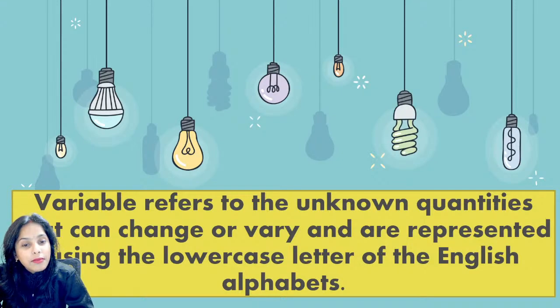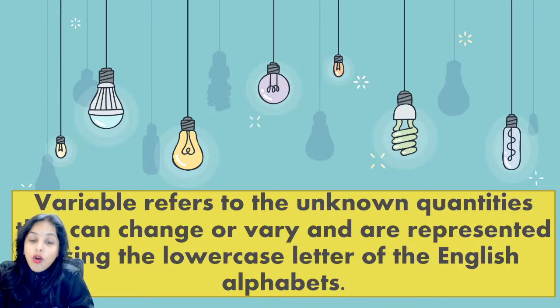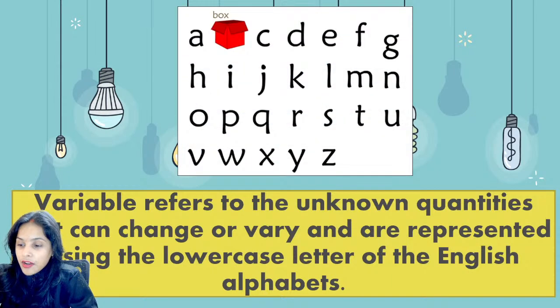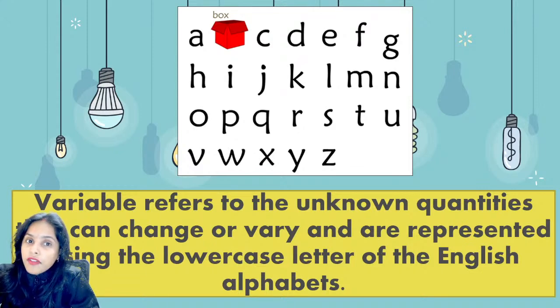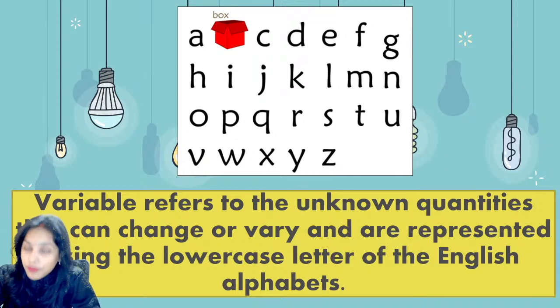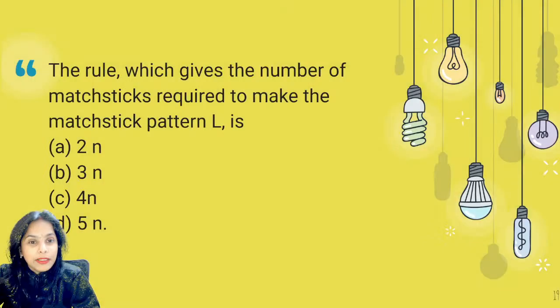So what is a variable? A variable refers to some unknown quantities that can change or vary and are represented using the lowercase letters of the English alphabet. From a to z, all the lowercase letters are variables. These are the symbols which we use. So the value of variable a can be any number which we have to find out. That's why it is a variable. And that is what algebra is all about, finding the value of a variable.